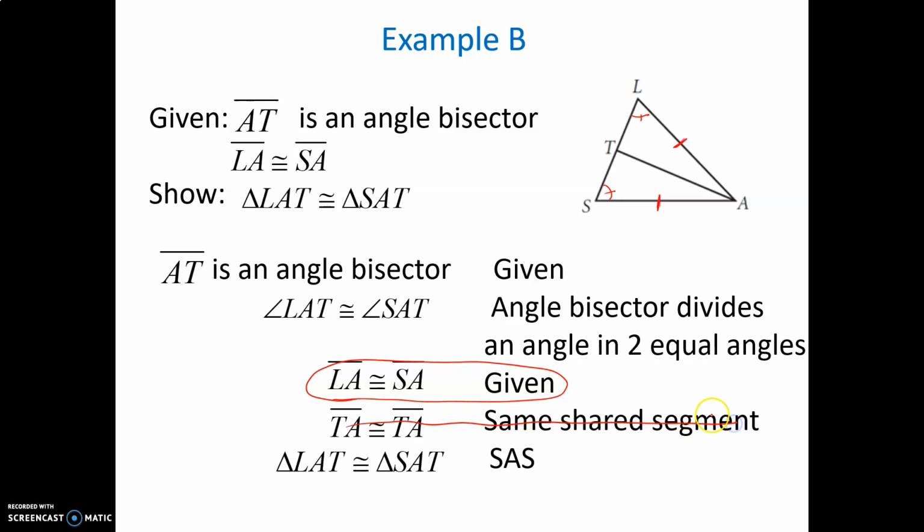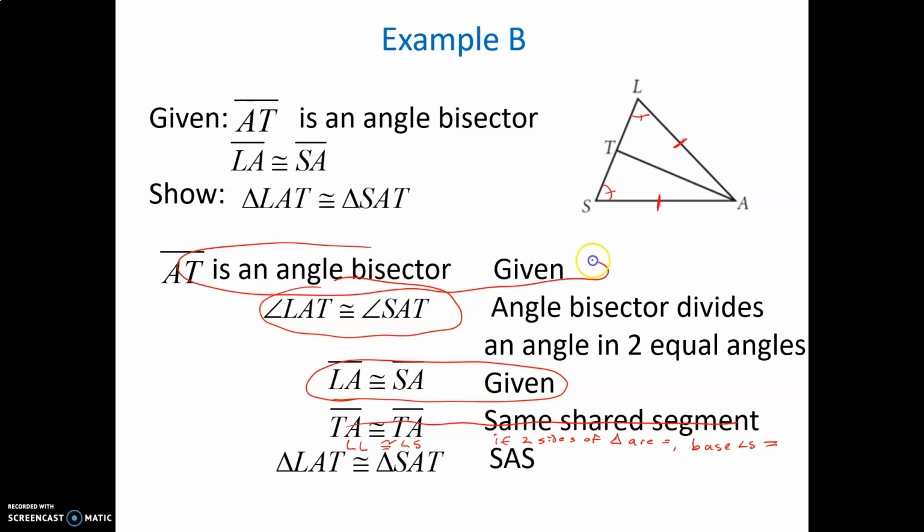So instead of using this, I could have said angle L is congruent to angle S, because if two sides of a triangle are equal, then base angles are also equal. And then I still would have had to have used this part here, that this is an angle bisector, and that those two angles here would be equal. But this would now be different, because I would have an angle, a side, and an angle. So this would then be by ASA.